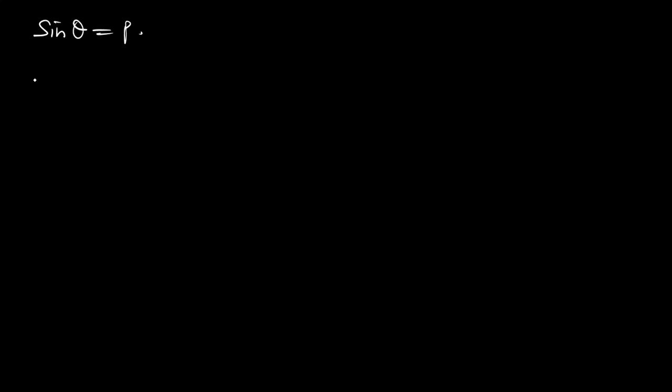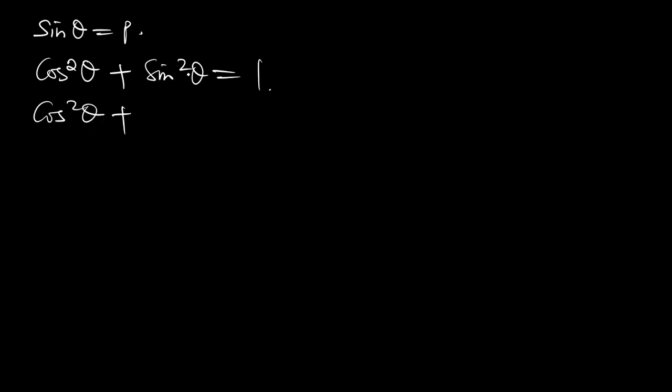Now we are going to use the trigonometric identity cos square theta plus sine square theta is equal to 1. If we substitute P anywhere we see sine theta, you have cos square theta plus sine square theta, which is the same thing as sine theta all squared, so that means P square, equal to 1.